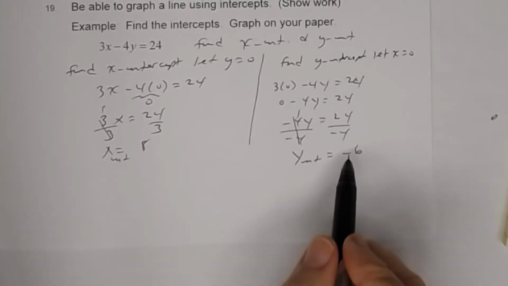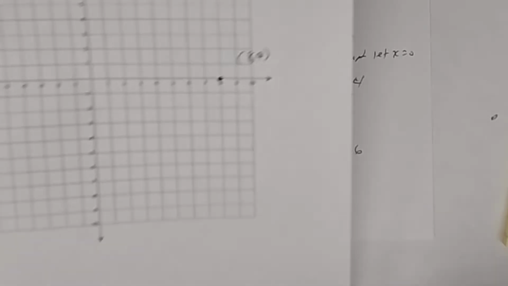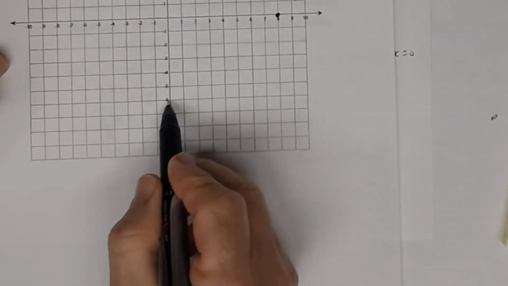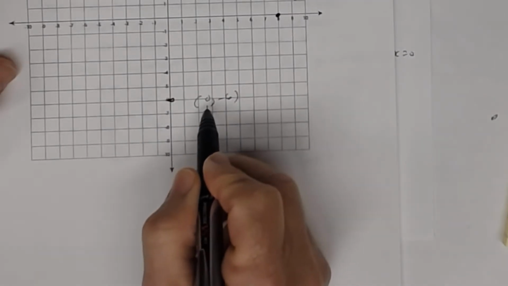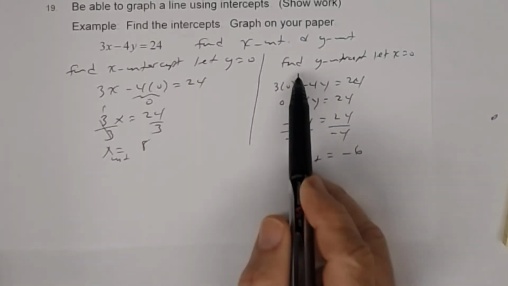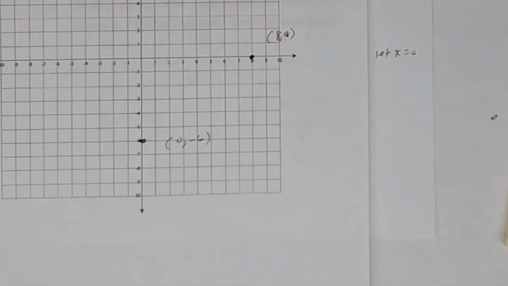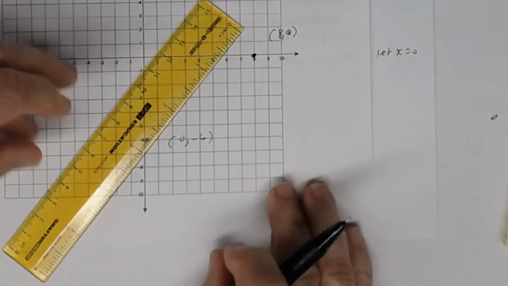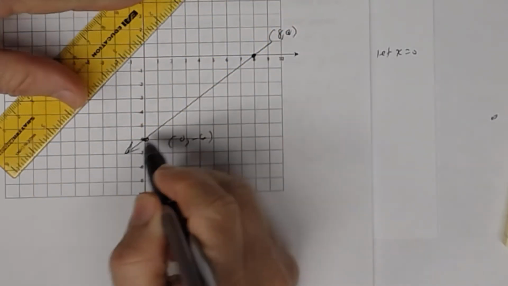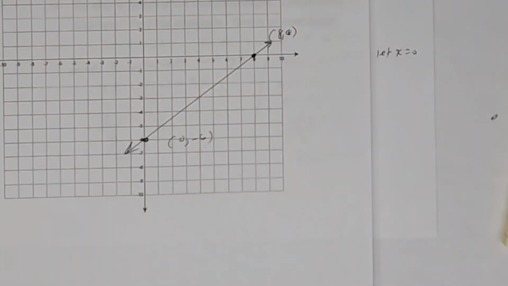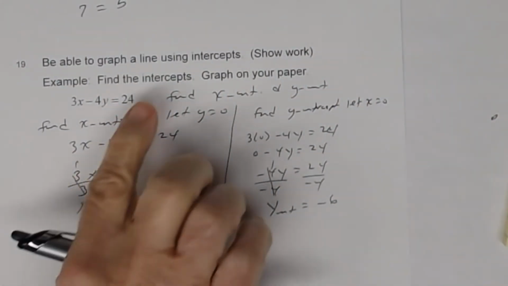The y-intercept, the graph crosses the y-axis at -6. So here's on the y-axis, here's -6. As an ordered pair, this will be (0, -6). You know x is 0 because to find the y-intercept, you let x be 0. And then just use a straight edge. Let me go ahead and get a ruler real quick. To graph this, you're going to draw a line going through those points. All right, so that is how you're going to graph the line. Just make sure you're following directions, because the directions did say you must use intercepts.